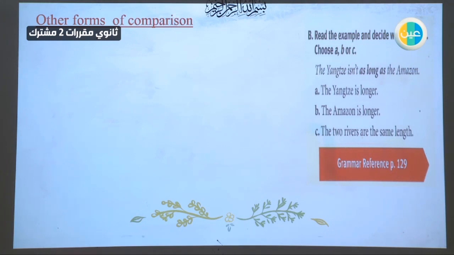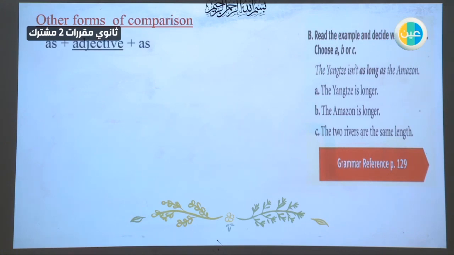It's not the same. So they're not the same length. So what does it mean if they're not the same? Is it A, that the Yahtzee is longer, or the Amazon is longer, or they are the same length? Of course, we know that the Amazon is the longest river in the world. So we're going to answer it after.